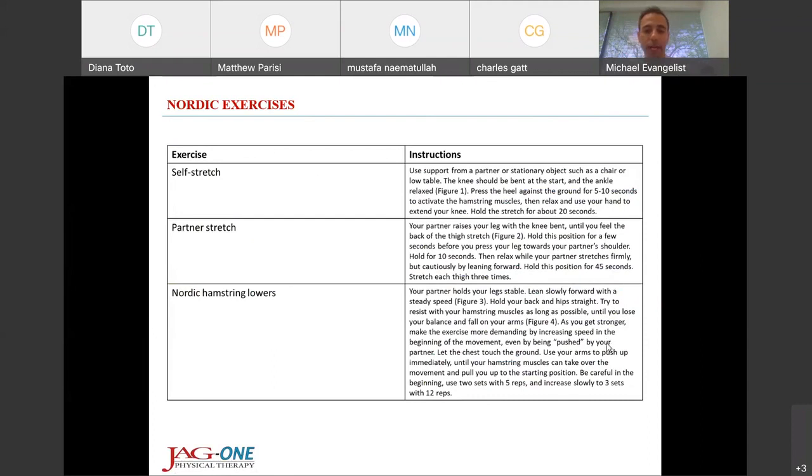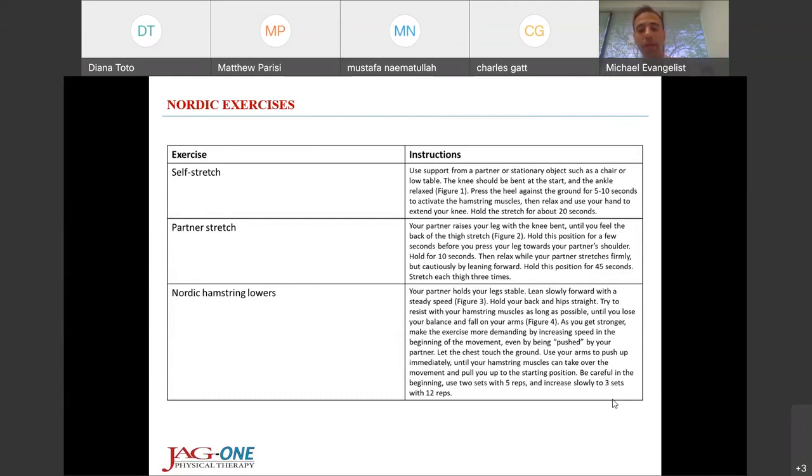Try to resist with your hamstring muscles as long as possible until you lose your balance and fall on your arms. As you get stronger, make the exercise more demanding by increasing speed at the beginning of the movement, even by being pushed by your partner, right? So an external resistance there. Let the chest touch the ground. Use your arms to push up immediately until your hamstring muscles can take over the movement and pull you back up to that starting position.